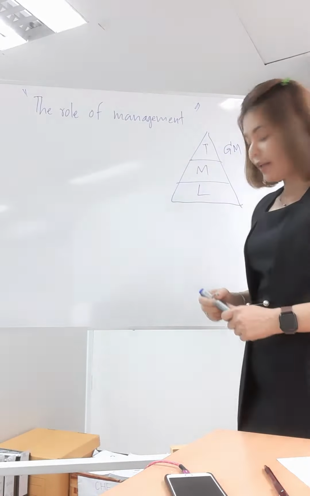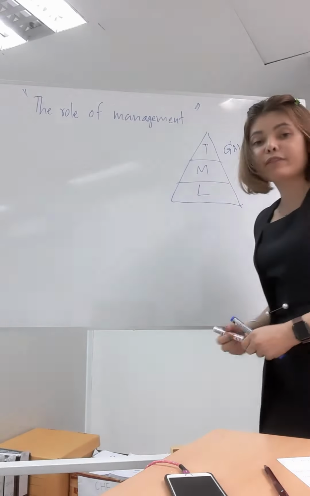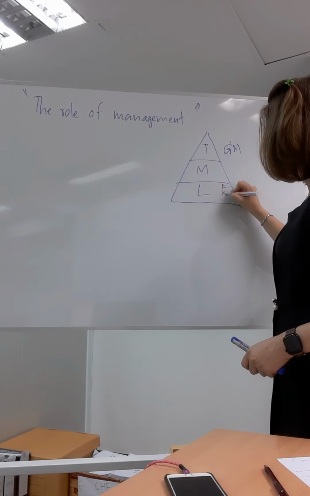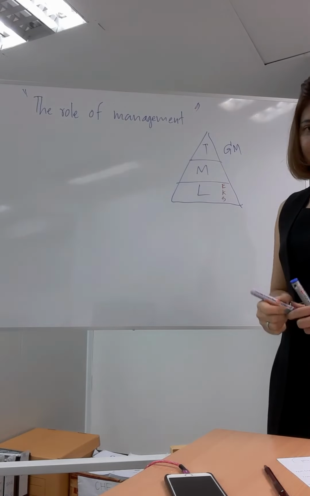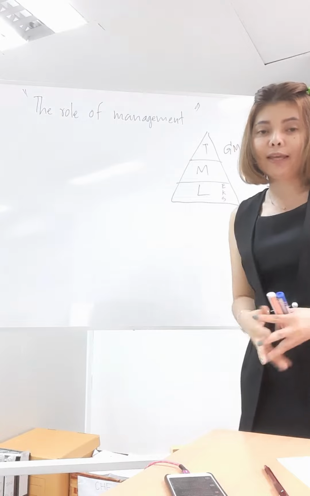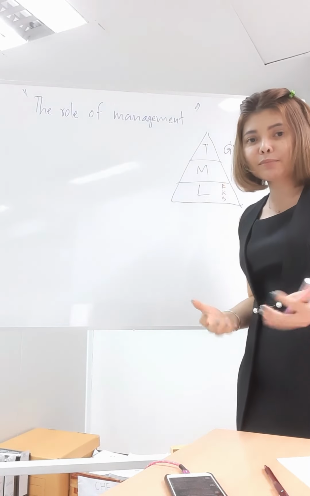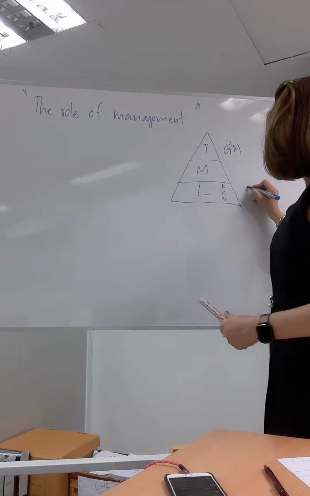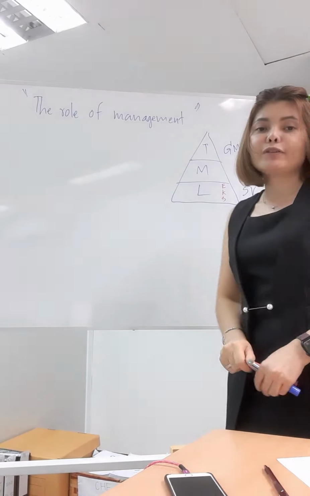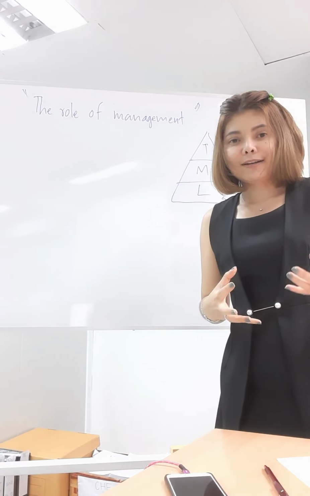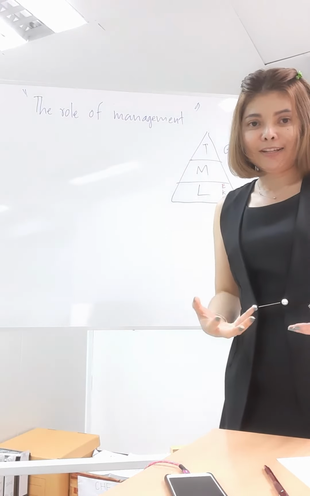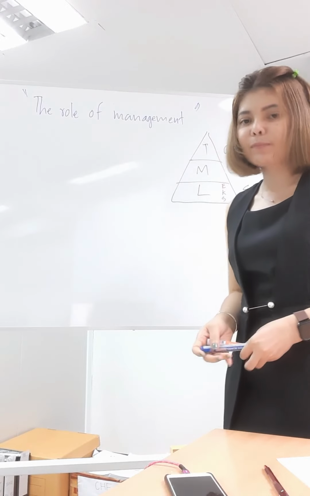So low management have to use their experience, their knowledge and skill to control the process. And the people who control this process, we call them the supervisor. The supervisor will control this kind of routine job. Normally they use their body to work, to process their job.